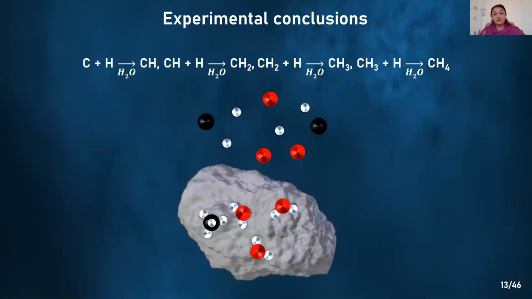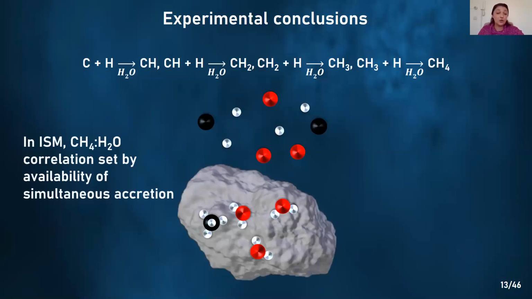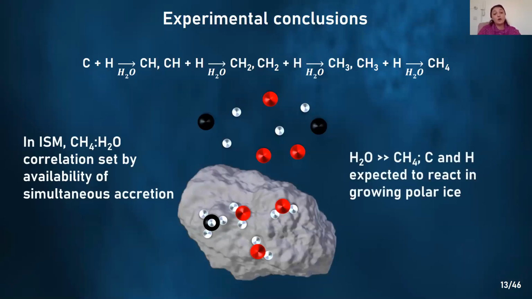So after a series of control experiments, which are not discussed here, we find that this is the expected dominating mechanism to methane formation in our experiments, which supports observational studies that methane should be formed in the water-rich ice phase in interstellar clouds. Now, in the interstellar medium, the methane-water correlation will be set by the availability of the simultaneous accretion of C, H, and O. But because there is more water than methane, it should be taken into account in models that C and H are expected to react in the growing polar ice.